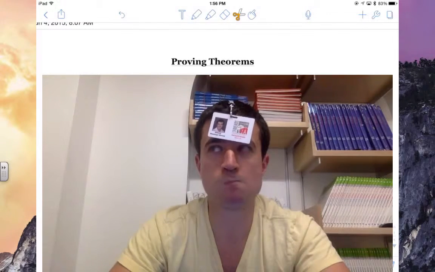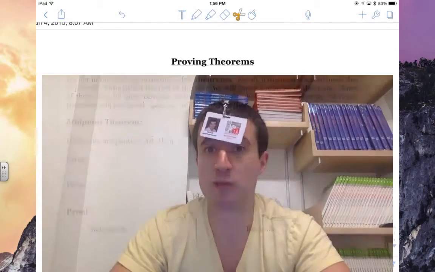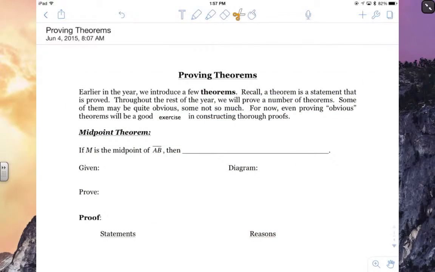So, let's prove them. So earlier in the year, we introduced a few theorems, and recall that a theorem is a statement that is proved. And throughout the rest of the year, we're going to prove a lot of theorems. Some of them might be a little obvious, some of them much less obvious. But for now, even proving the obvious theorems is going to be a good exercise in constructing thorough proofs.